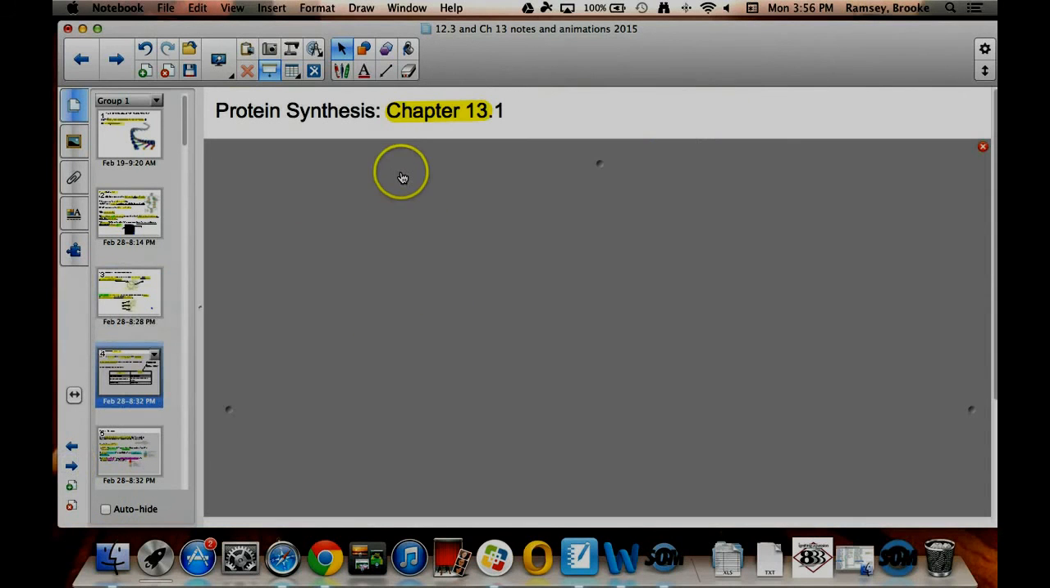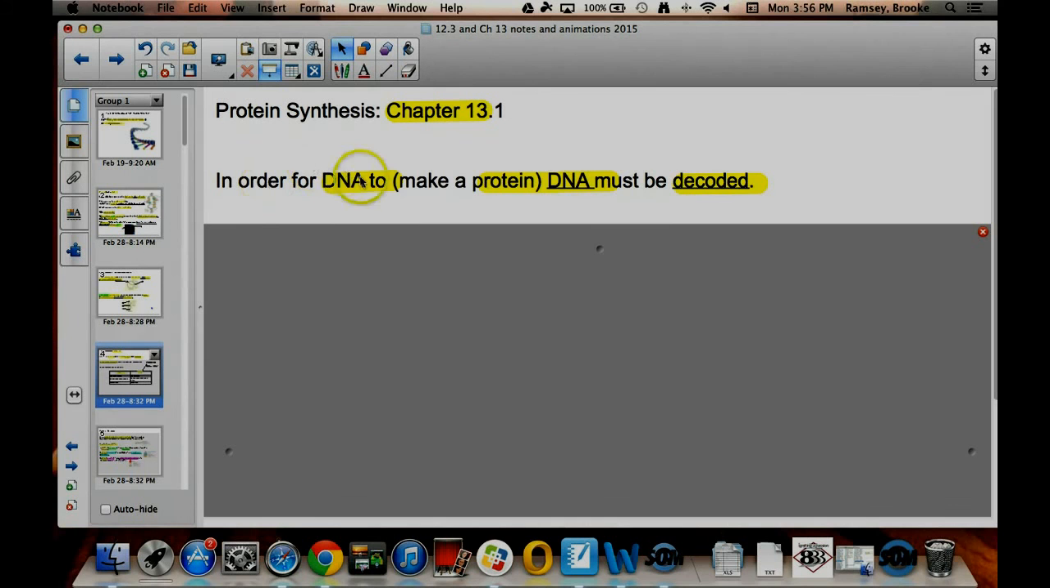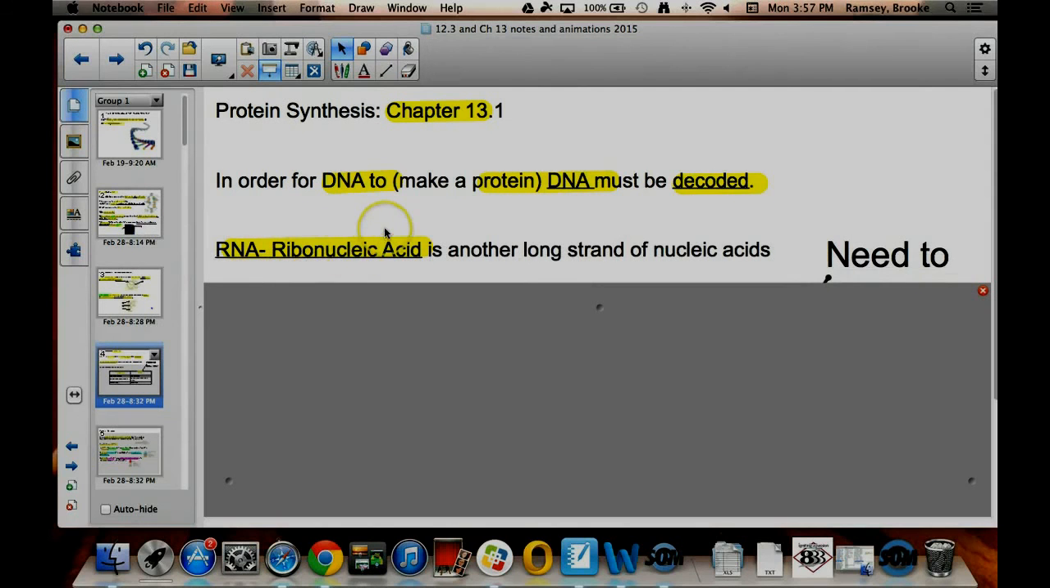All right, so now we're moving on to chapter 13, section 1, talking about taking our DNA, our instructional manual, and using it to make something very important to our bodies, which is called proteins. We need to decode DNA, and we use something called RNA to help us do this. RNA stands for ribonucleic acid, and it is a very important molecule necessary for a protein to be made, hence why this section is called protein synthesis, to put together a protein.